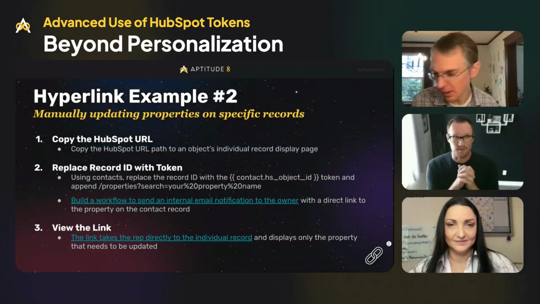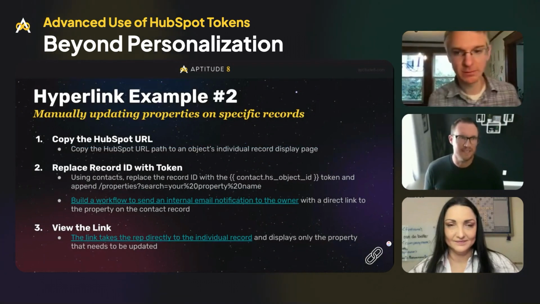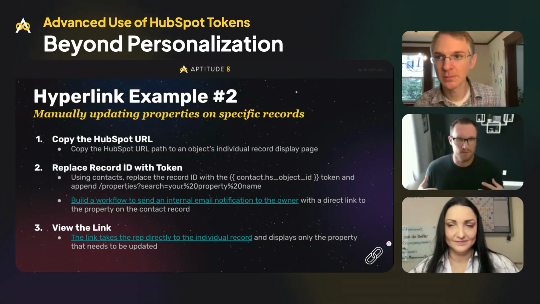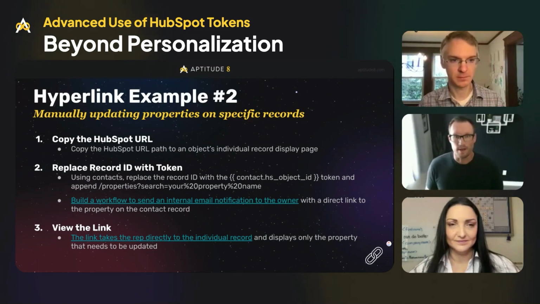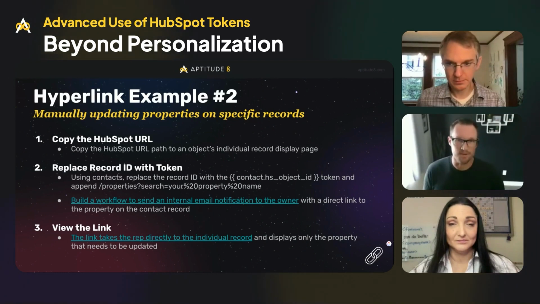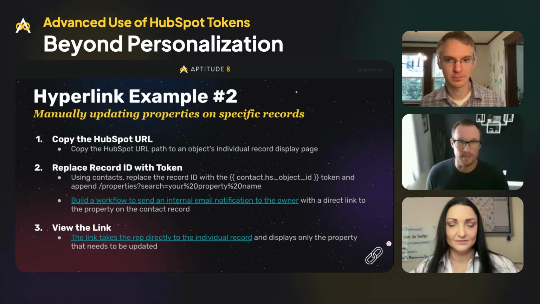This one actually just came up recently. We had a client who needed to, for whatever reason, they had a specific requirement for a rep to manually update a particular property when a record hits a certain milestone, or in their use case, it was a deal in a deal stage. And so as soon as it hits a deal in a deal stage, we couldn't automate setting a particular property, but we needed the rep to manually enter some data.